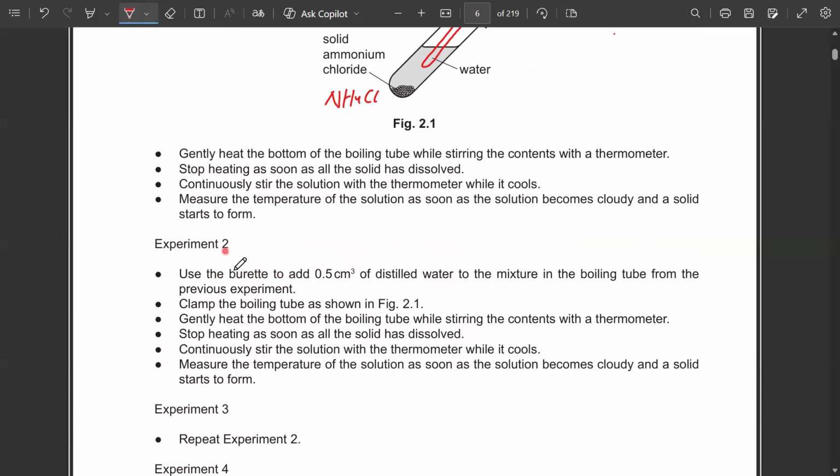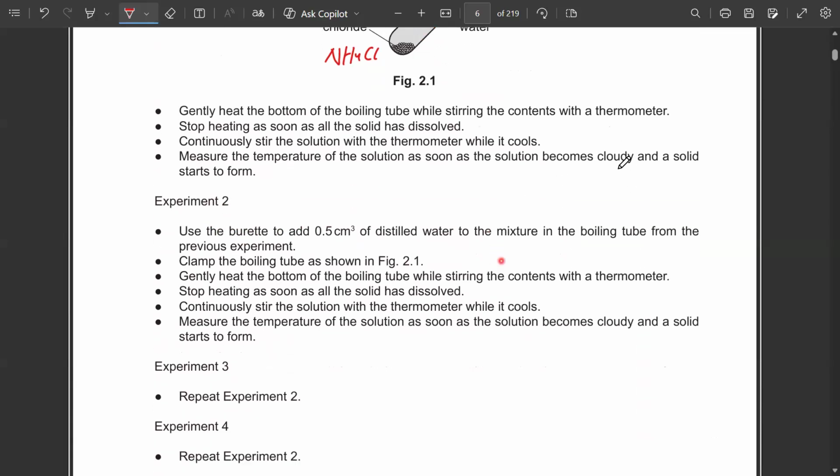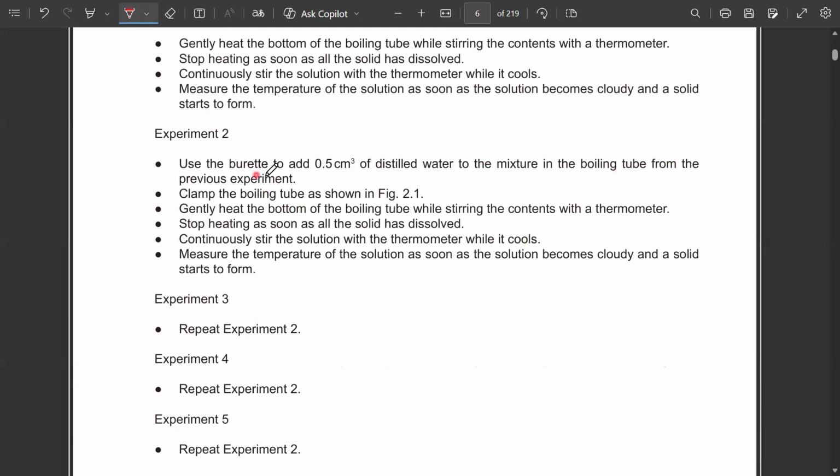Now comes the second experiment. Use the burette to add 0.5 cm cube of distilled water to the mixture in the boiling tube from the previous experiment. We already have distilled water present in the burette. Clamp the boiling tube as shown in figure 2.1. Gently heat the bottom of the boiling tube while stirring the contents with the thermometer. Stop heating as soon as the solid has dissolved.